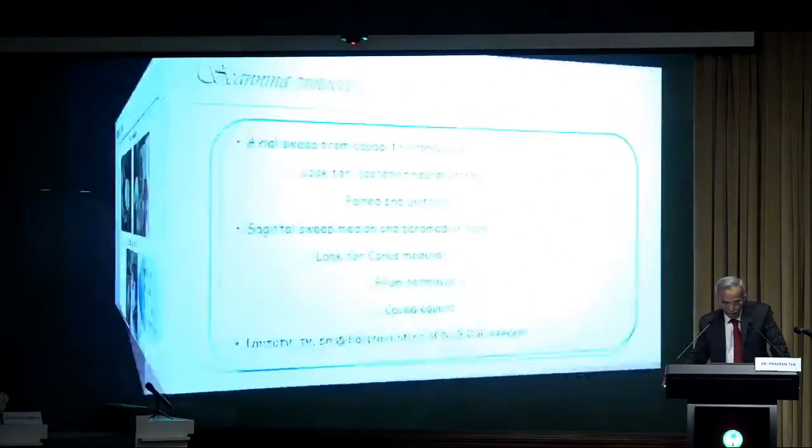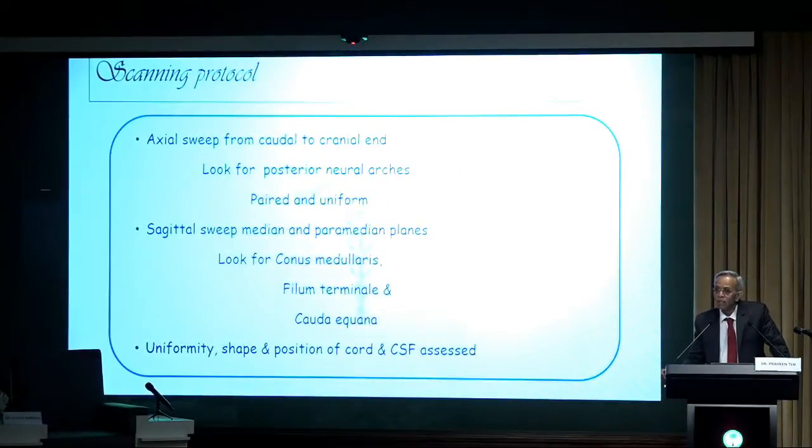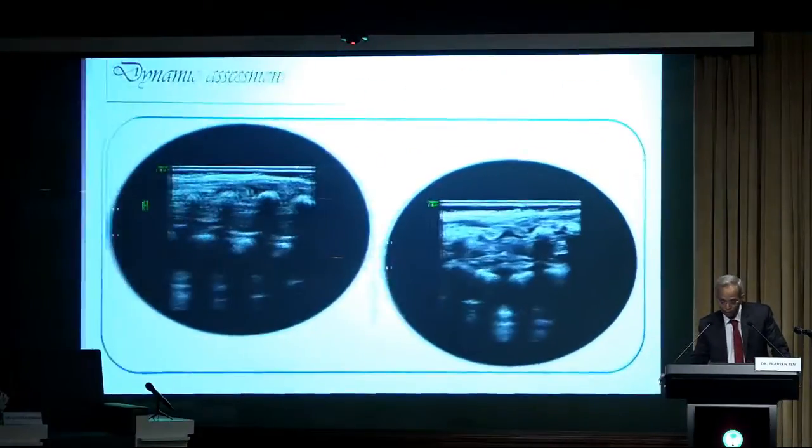Now once that is done, what are the things which we look for as far as the axial and the sagittal and parasagittal sweeps are concerned? So these are the factors which we have to keep in mind while evaluating these neonates.